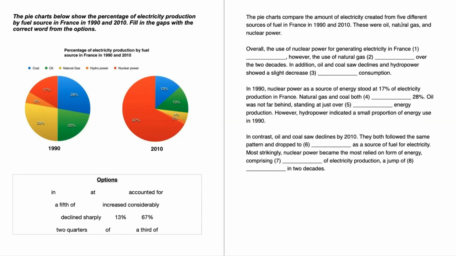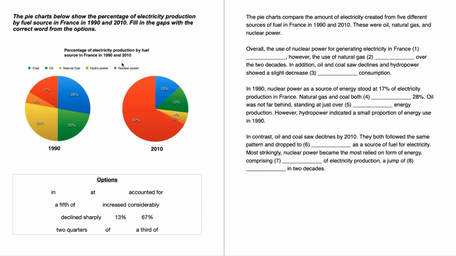These were oil, natural gas, and nuclear power. That's a great introduction. Let's move to our overview. It says, overall, the use of nuclear power for generating electricity in France, blank. Now, we see the use of nuclear power.